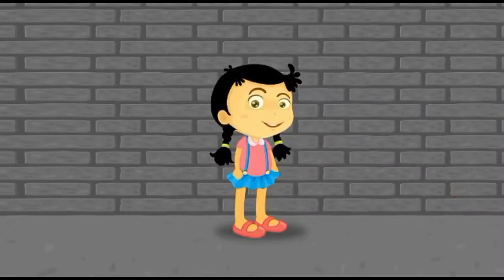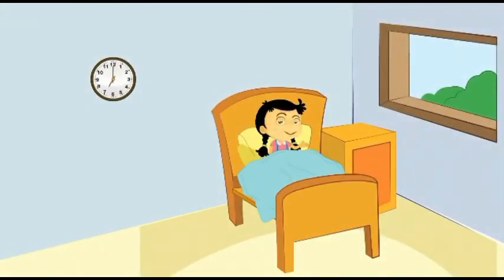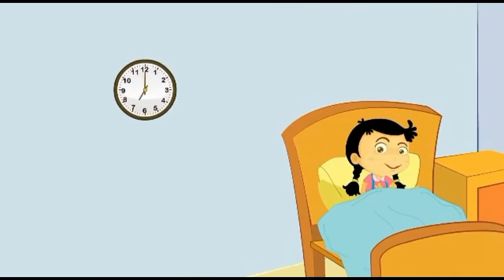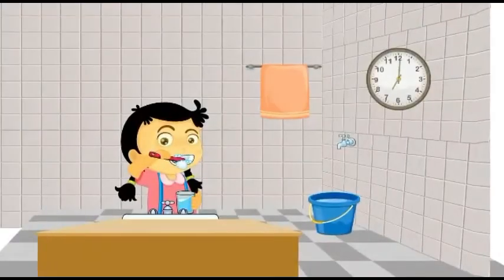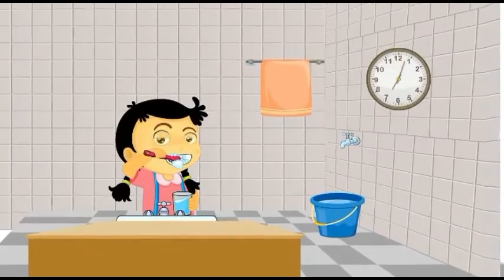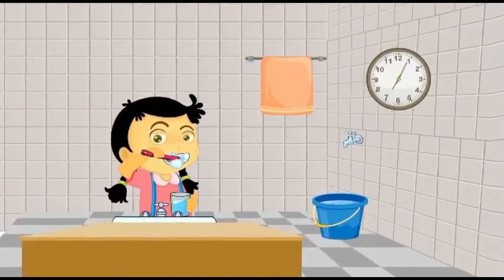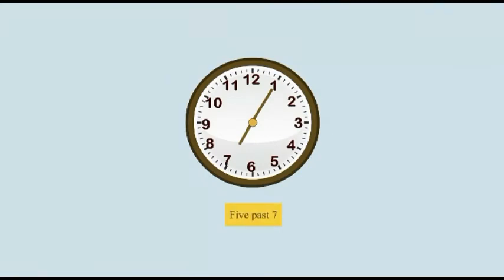What does Supriya do on a weekday morning? Let us see. It is 7 a.m. Supriya has just woken up. We can tell the time is 7 o'clock as the hour hand is at 7 and the minute hand is at 12. Since it is early in the morning, we say the time is 7 a.m. Supriya then quickly brushes her teeth in 5 minutes. The time is now 7:05.